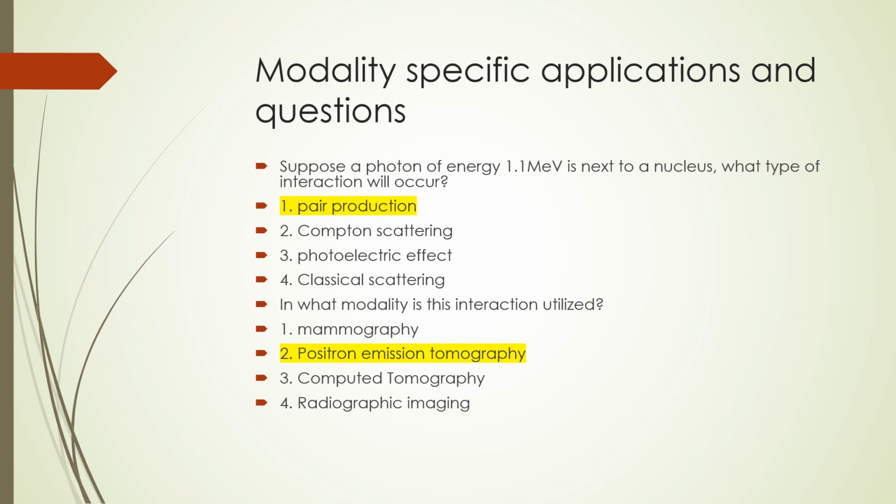Here are the correct answers to question 2. In question 2, suppose a photon of energy 1.1 MeV is next to a nucleus. What type of interaction will occur? The correct choice is pair production. In the second part of this question, in what modality is this interaction utilized? The correct choice is positron emission tomography.